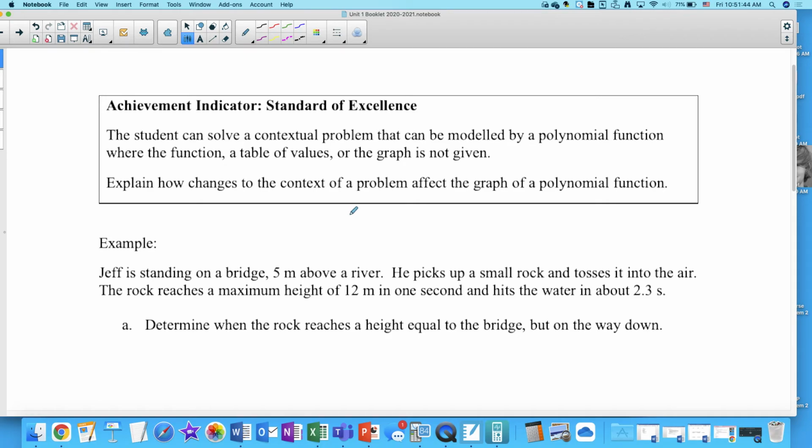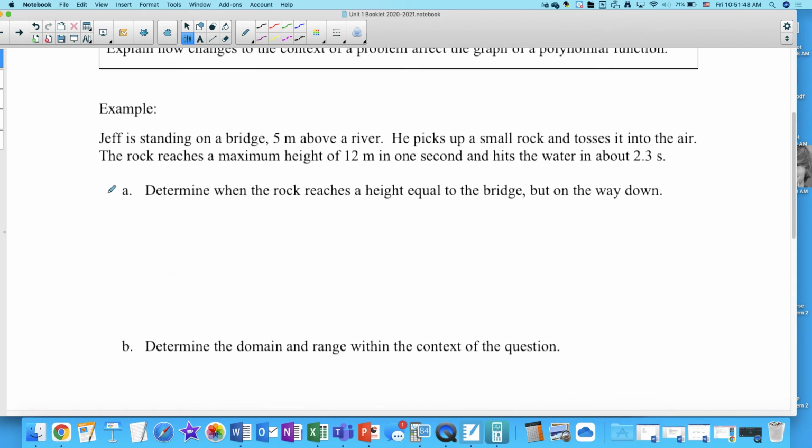Okay? So for example, Jeff is standing on a bridge 5 meters above a river. He picks up a small rock and tosses it in the air. The rock reaches a maximum height of 12 meters in 1 second and hits the water in about 2.3 seconds.